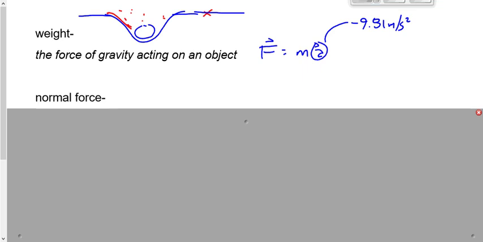Now, another term called the normal force. The normal force is what we perceive as weight. You don't actually feel your force of gravity as weight. You don't feel that at all.